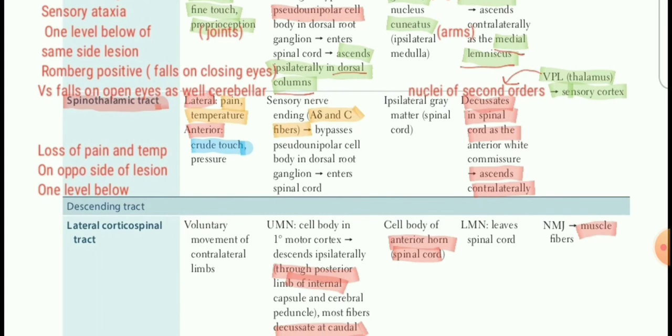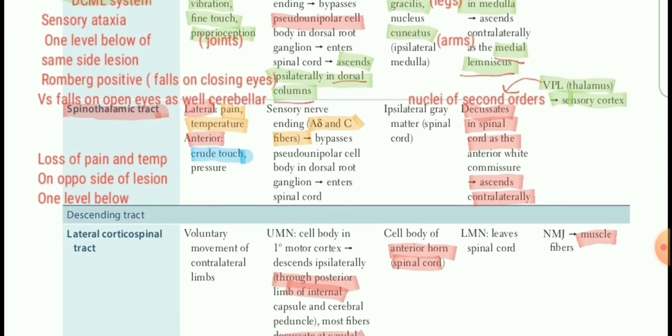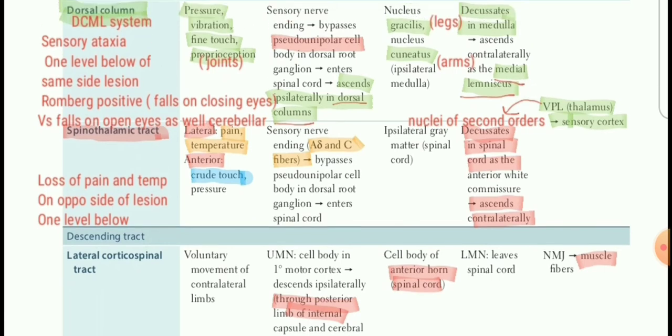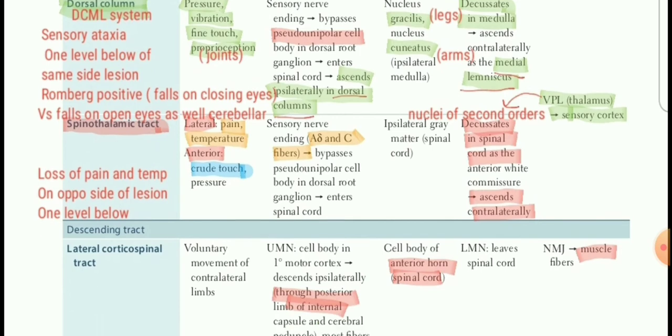Now moving on to the spinothalamic tract, which has anterior and lateral parts. The lateral is for pain and temperature, and we know that A delta is for fast pain, C is for slow pain, and they ascend ipsilaterally for a while and then decussate in the spinal cord one level above. So any lesion will lead to loss of pain and temperature on the opposite side of the lesion, one level below. This is the difference between the dorsal column and the lateral or anterolateral system: the anterolateral decussates inside the spinal cord.